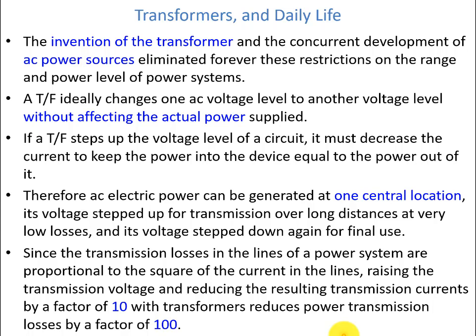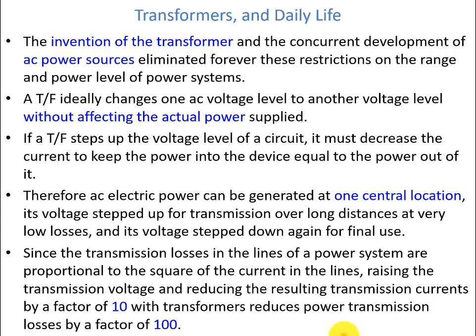So a transformer ideally changes one AC voltage level to another voltage level without affecting the actual power supplied. So if a transformer steps up the voltage level of a circuit, it must decrease the current to keep the power into the device equal to the power out of it. So the power should remain the same, input power and output power, because a transformer has nothing to do with power development. It just increases or decreases the voltage level, but the power remains the same.